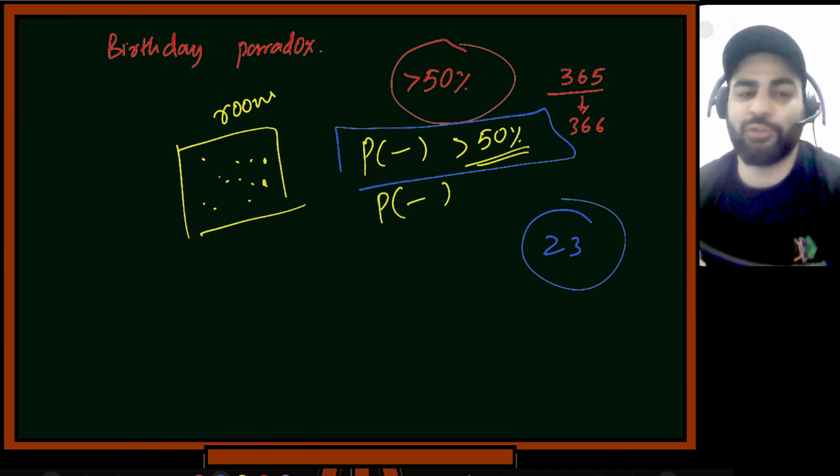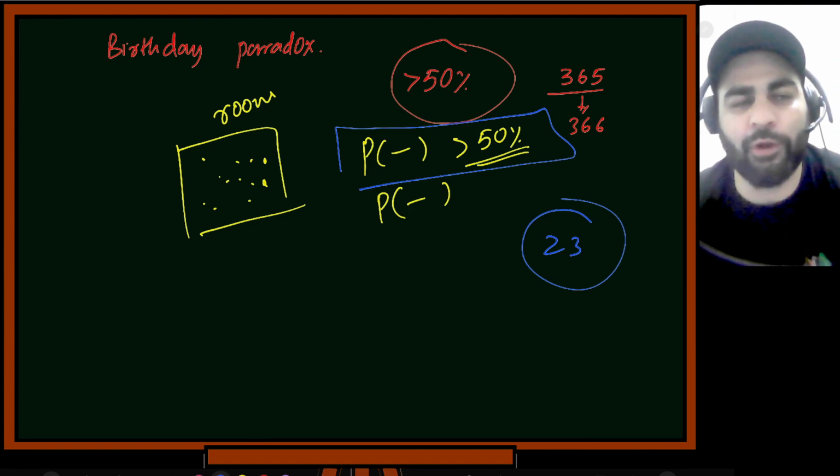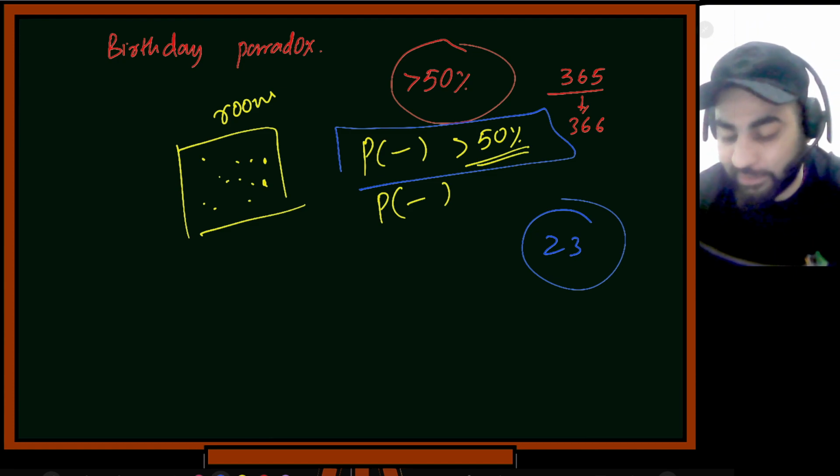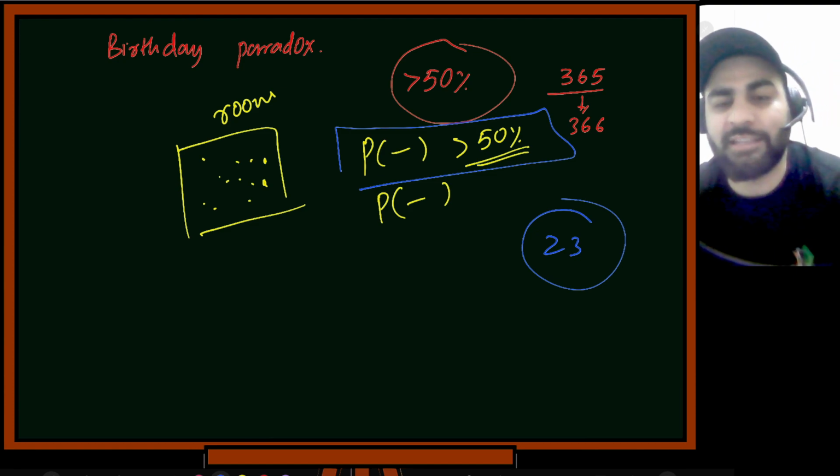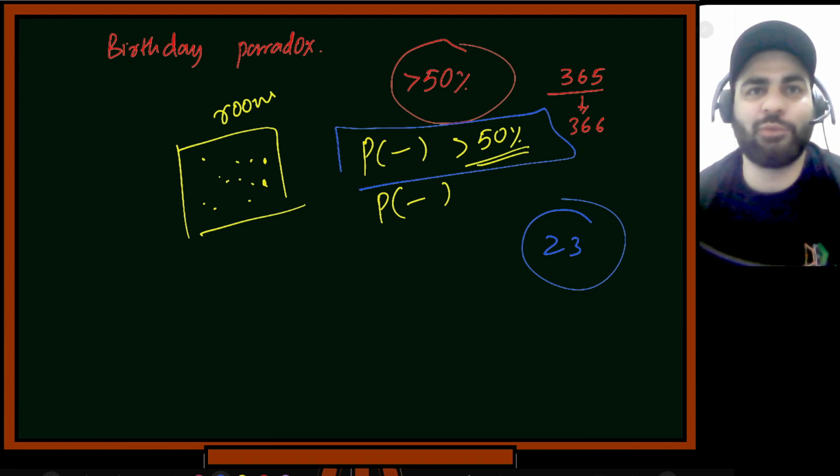Let me again give the intuition. So how to think about it. That is the whole point of this course: how to think probabilistically in your brain. Okay. So it is difficult to find what is the probability two people share the birthday.